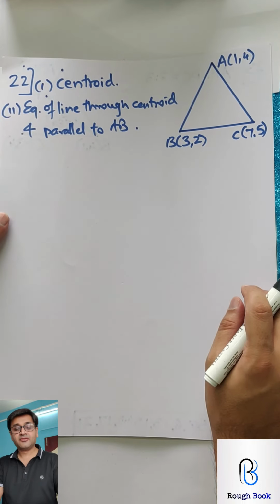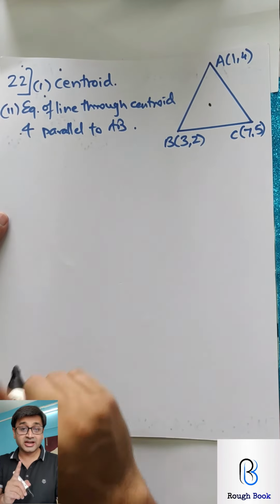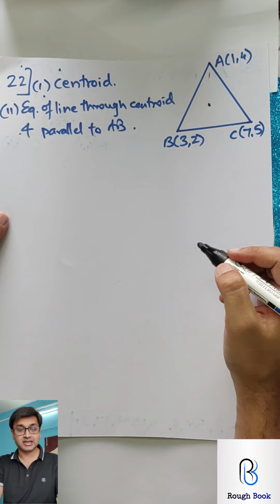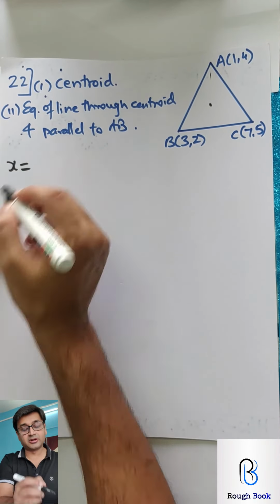22nd, this is easy. First get the centroid. You remember the centroid? Centroid is not the center of the triangle. Centroid is the point where the three medians intersect. Right now don't get into it. Apply the centroid formula and get your answer.